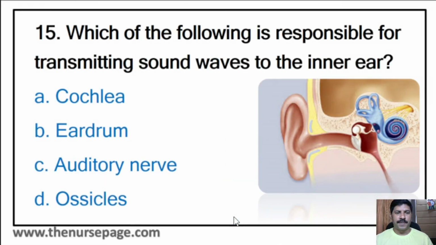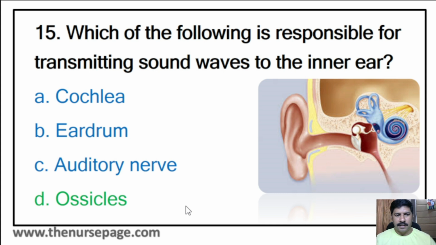Next question. Which of the following is responsible for transmitting sound waves to the inner ear? Cochlea, eardrum, auditory nerve, ossicles. Correct answer is ossicles. Ossicles means small bones in the ear. So in the middle ear, the ossicles transmit sound waves to the inner ear.